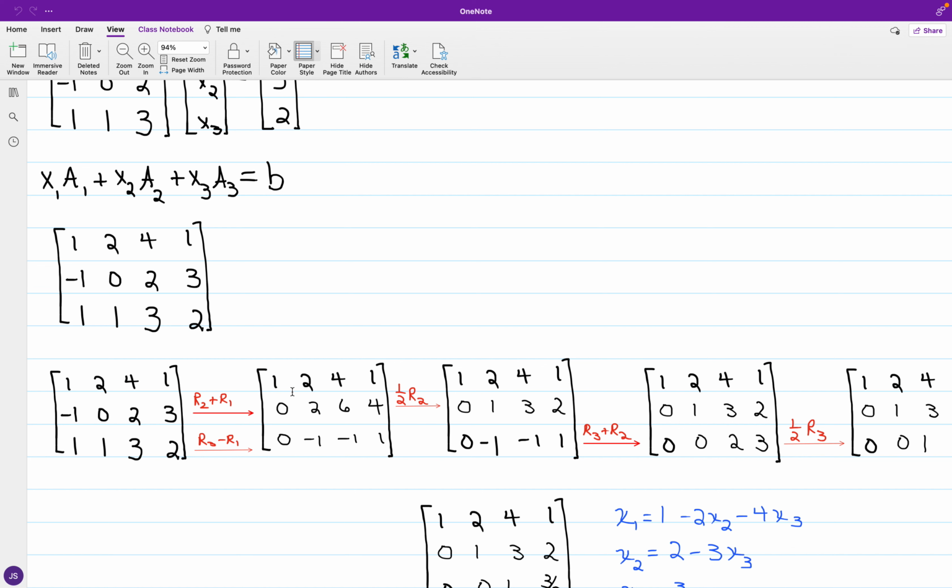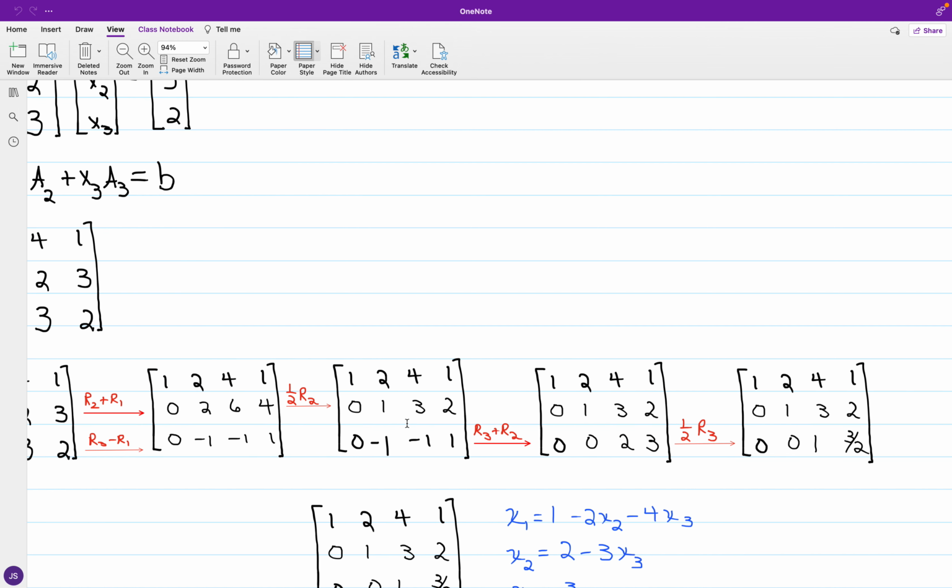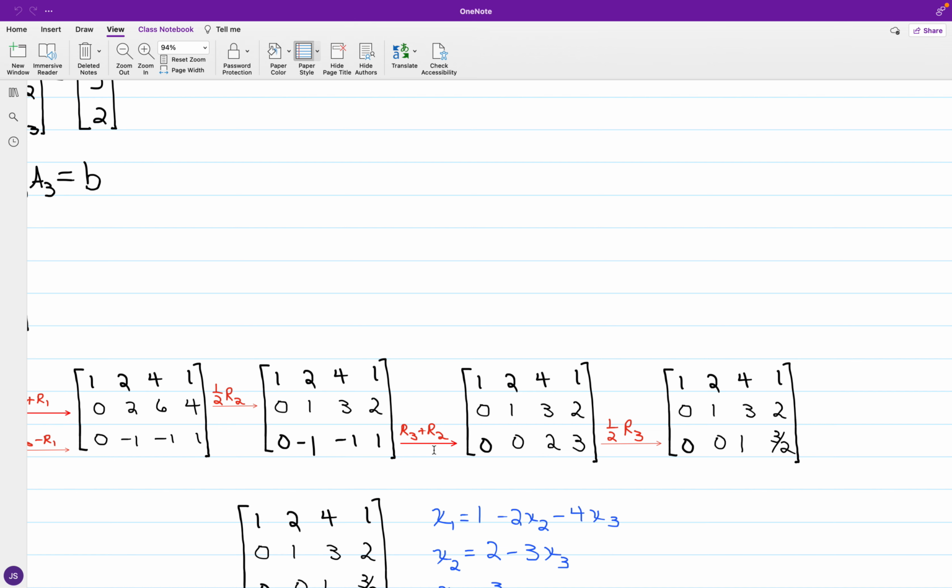Next row, I want to have at least 0 and 1. So I can make this 2 into a 1 by taking half of the second row values. Taking half of 2, 6, and 4, following the 0, I have the numbers 1, 3, and 2. Now we've got 1, 0, 1, and I want the third and last row to start out with 0, 0, and 1. So I can make this -1 at the front into a 0, while keeping the 0 in front as it is. I'm going to combine R3 with R2 by adding together, so adding the second row elements to the last row.